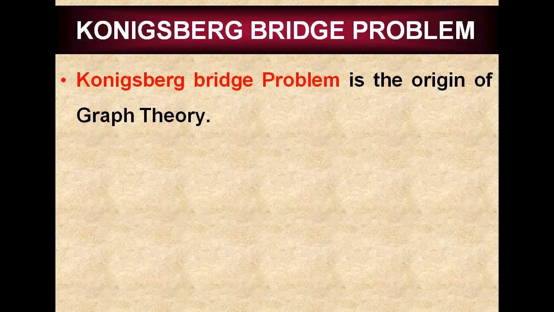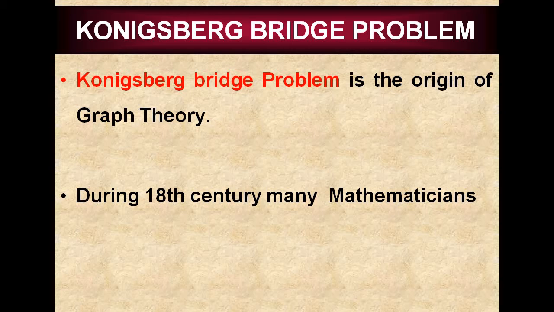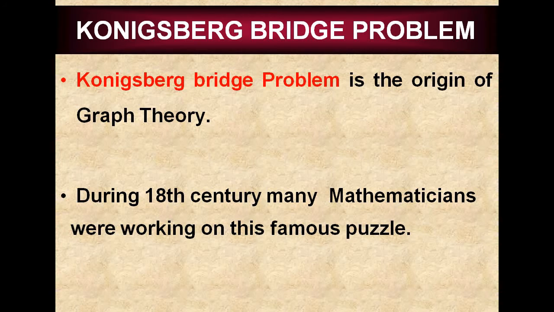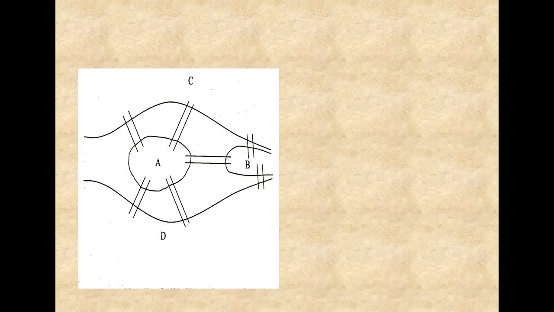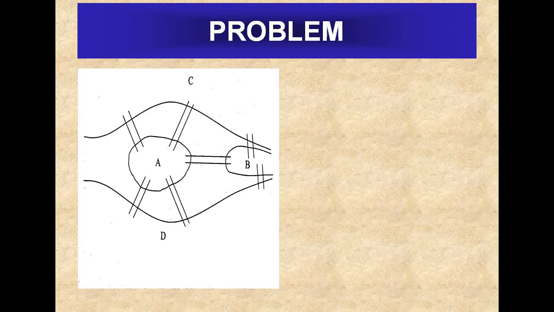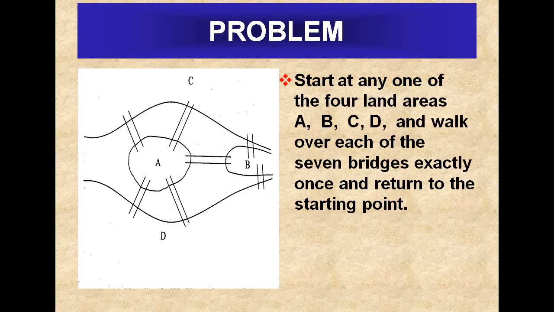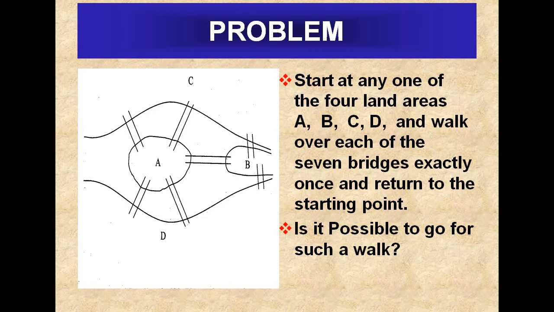Königsberg bridge problem is the origin of graph theory. During the 18th century, many mathematicians were working on this famous puzzle. There is a river called Pregel which separates two islands A and B into four land areas A, B, C, D. The problem is to start at any one of the four land areas and walk over each of the 7 bridges exactly once and return to the starting point. Is it possible to go for such a walk?